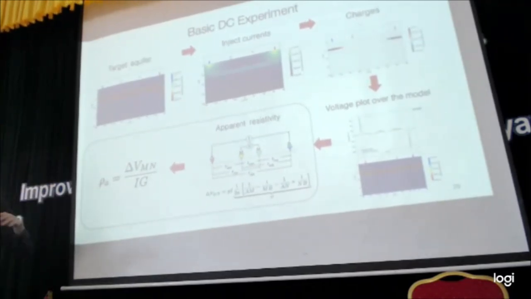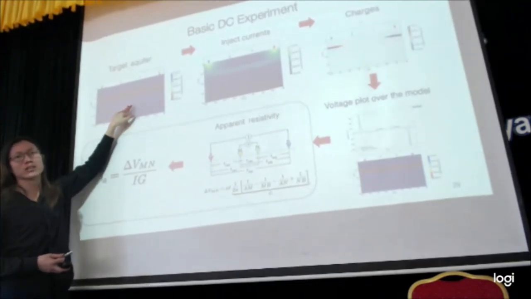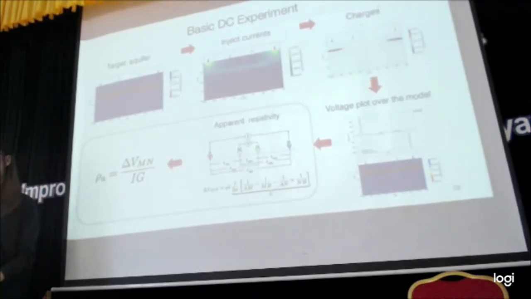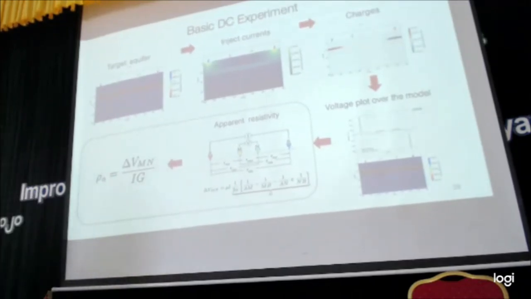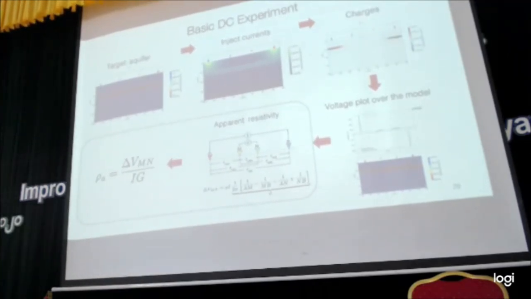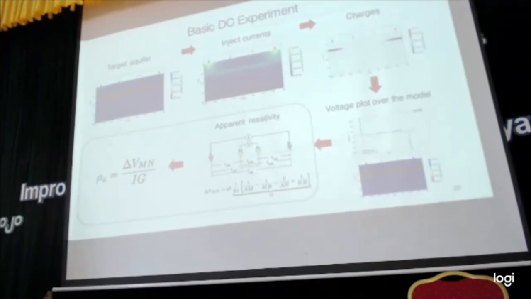So this is like some kind of average of this layer and this layer and this layer. So that's why we call it apparent resistivity. Not just resistivity, apparent resistivity.